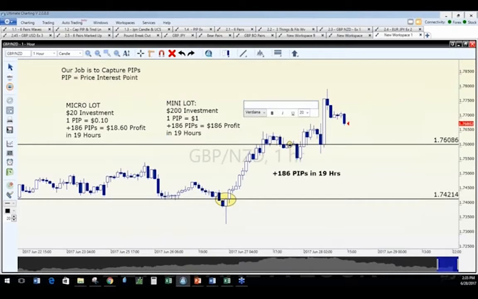But then there's also something called a standard lot. This is what most people eventually get to. That's what they work towards once they get comfortable doing it. They've grown their account size, and there, each pip of movement represents $10. So doing this again, the same exact trade, that's 186 pips. Now though, it's going to equal $1,860 worth of profit. And again, in the same time span, in 19 hours.